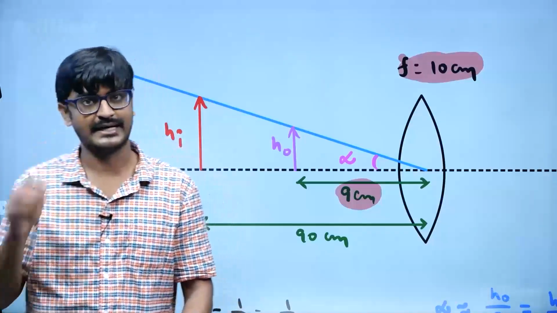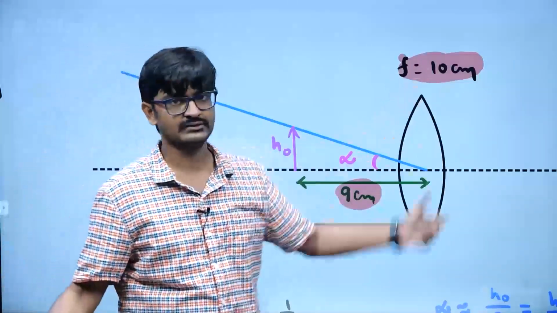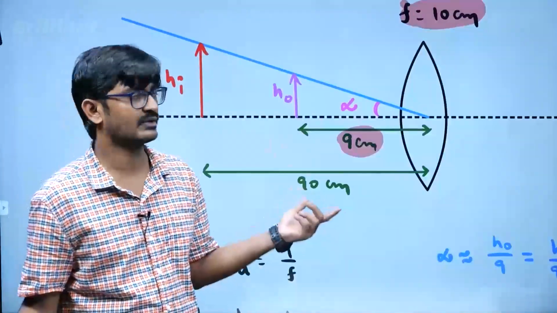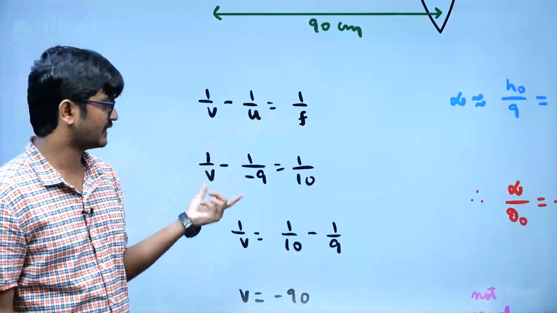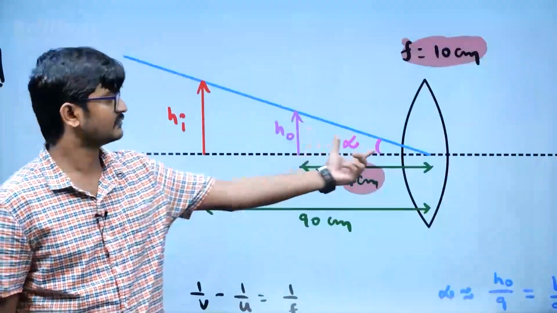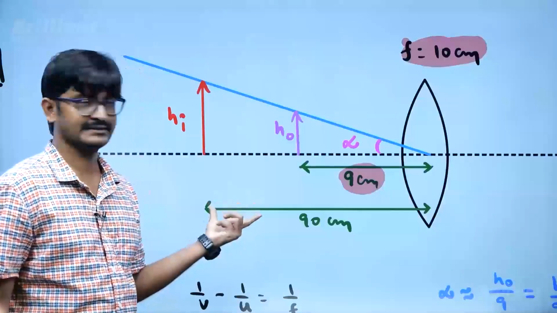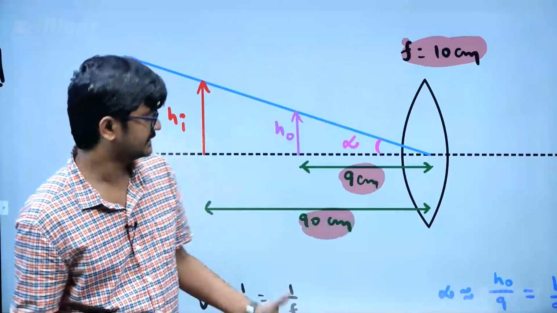So they are asking what is the magnification produced. You know the object distance, you know the focal length, so you can use the lens formula and find the image distance. 1 by v minus 1 by u equal to 1 by f, and you can find the image distance, which is minus 90. The meaning of minus 90 is it is going to be on the same side at 90 centimeter, right? So it is obviously a virtual image. So image is going to form at a distance 90 centimeter.